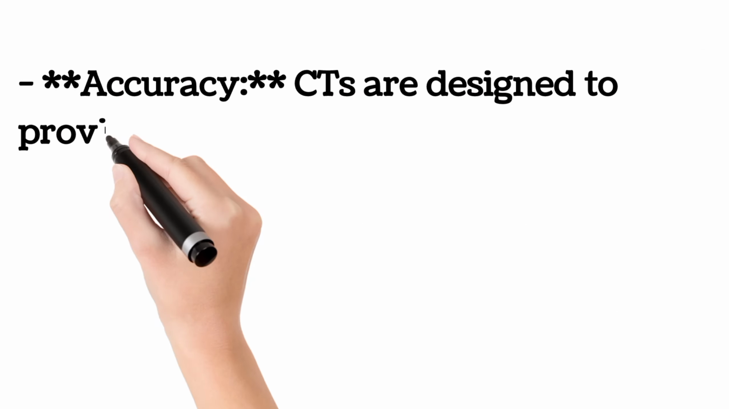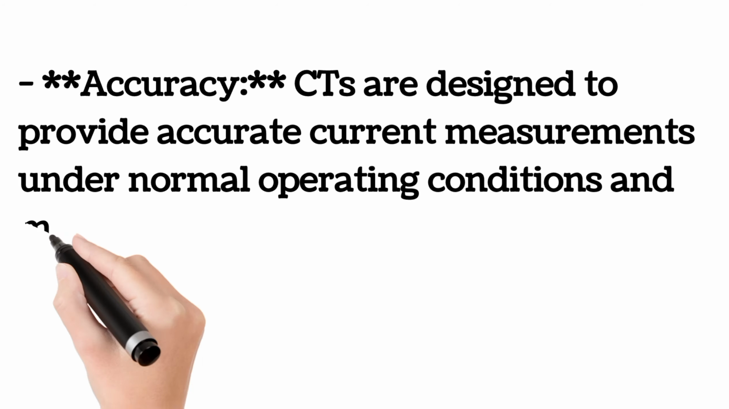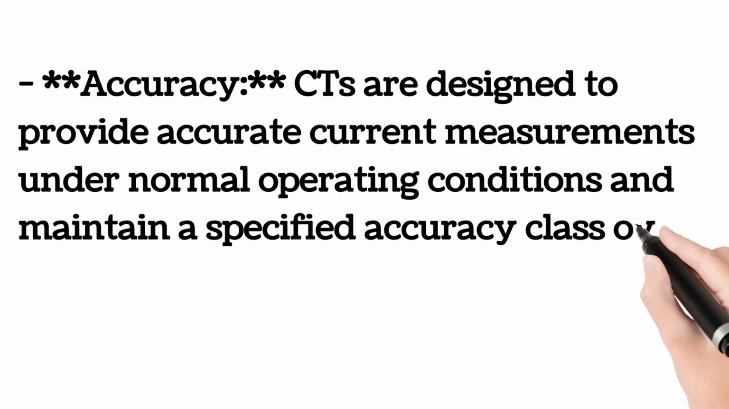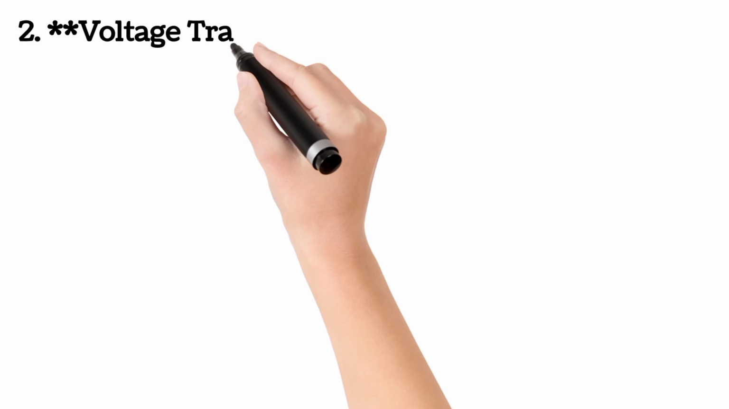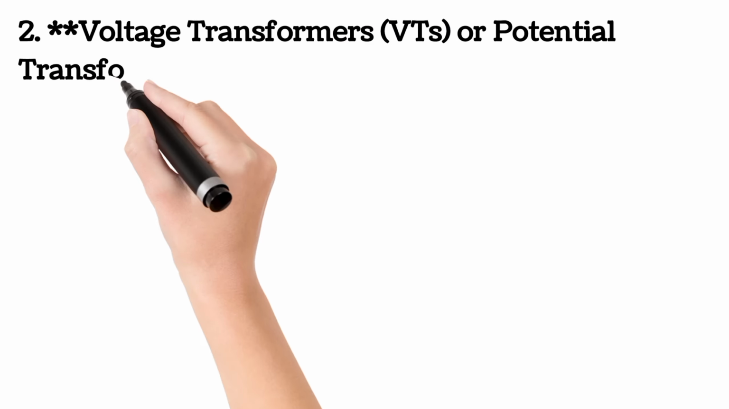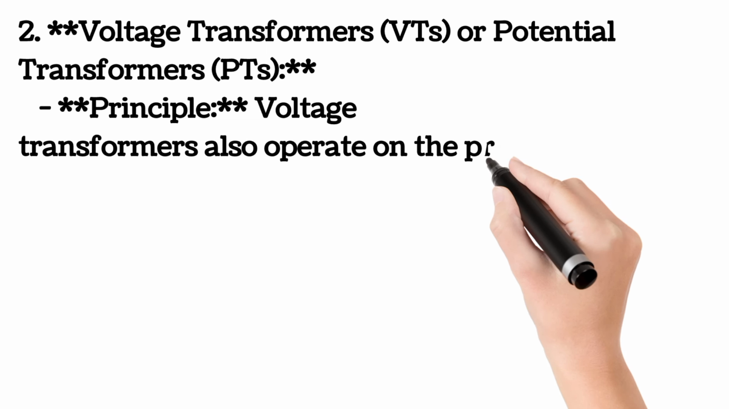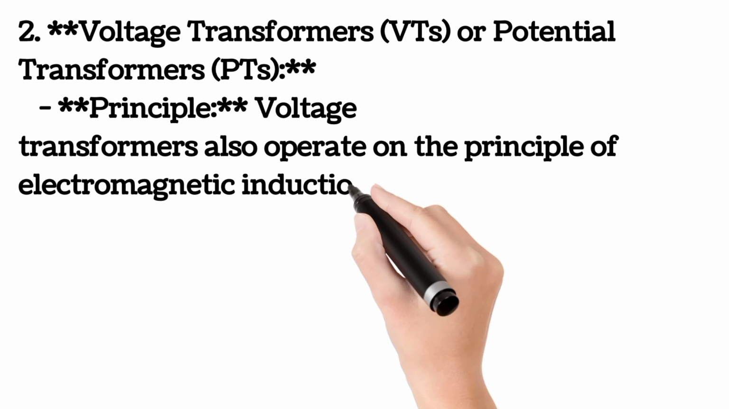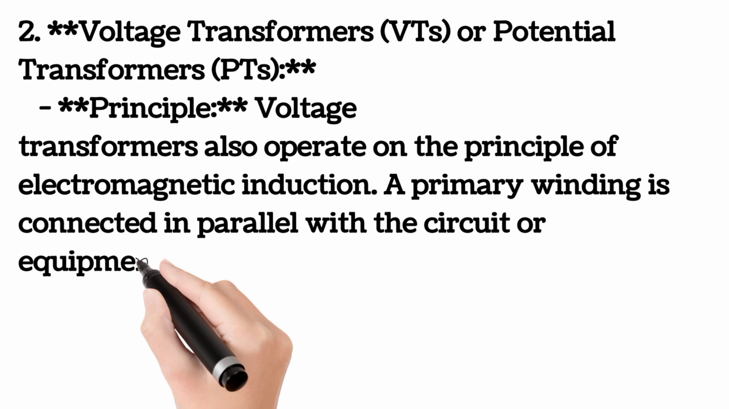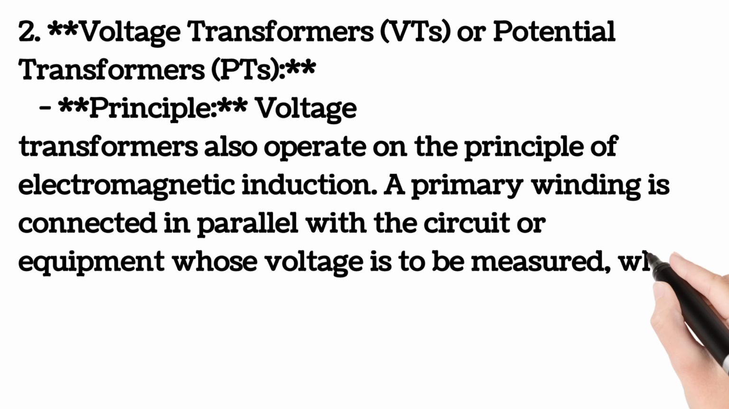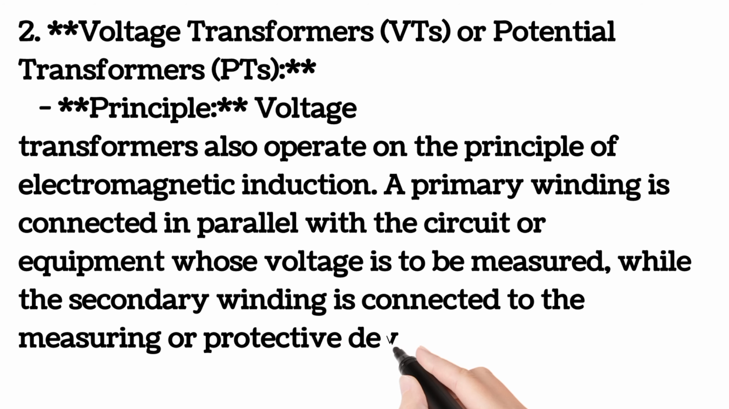Accuracy. CTs are designed to provide accurate current measurements under normal operating conditions and maintain a specified accuracy class over a range of primary current levels. 2. Voltage transformers, VTs, or potential transformers, PTs. Principle. Voltage transformers also operate on the principle of electromagnetic induction. A primary winding is connected in parallel with the circuit or equipment whose voltage is to be measured, while the secondary winding is connected to the measuring or protective devices.